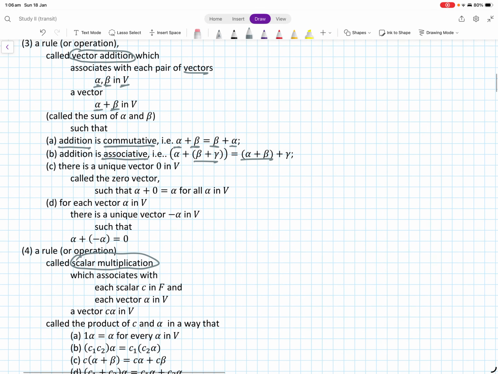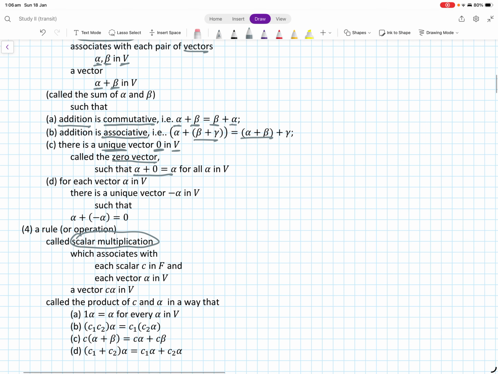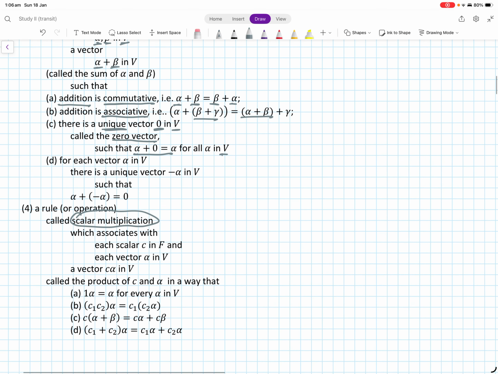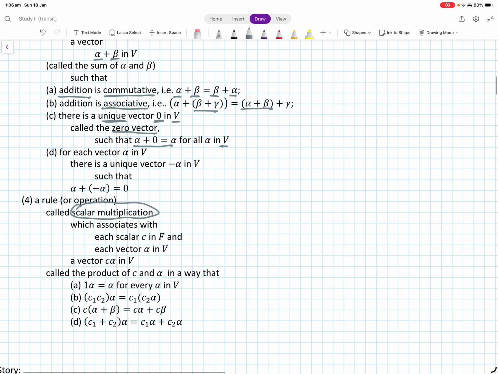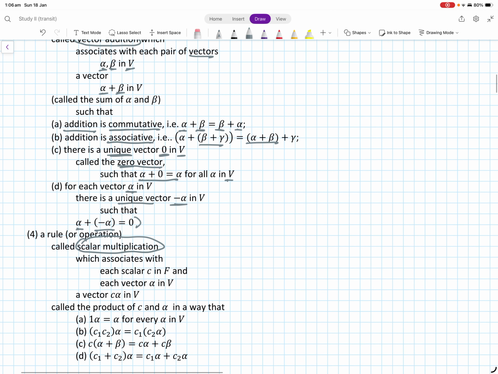And there's going to be a unique vector 0 in V. Yes, it has to be unique, which we're going to call the 0 vector, and it has to satisfy the property, as we normally do, that alpha plus 0 is going to be alpha for all alphas in V, all vectors in V. And the last property is that for each vector alpha, there is a unique vector minus alpha, such that when you add them, you get the 0 element, the identity of the addition operation, right? So alpha plus minus alpha should give you 0. Alright, so these are the properties for the sum.